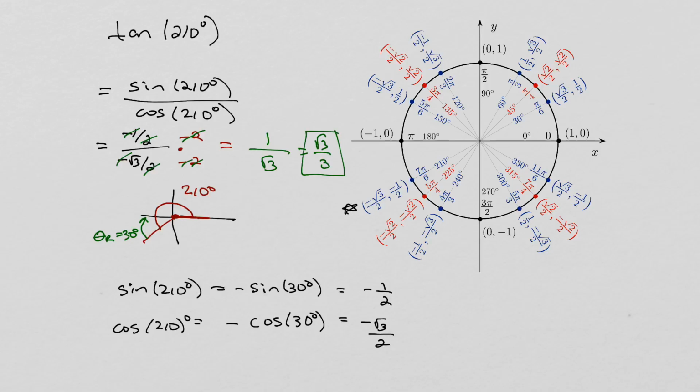All right. What if I wanted something like, how about secant of 120 degrees? Well, again, secant is the same thing as the reciprocal of cosine. So what I'm going to do is find cosine of 120 degrees, and then just flip it over.